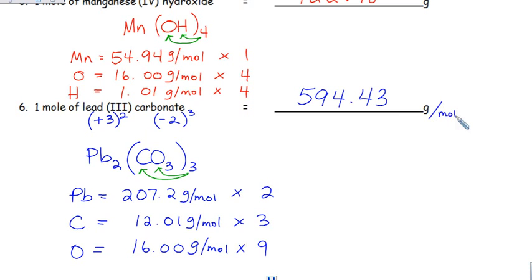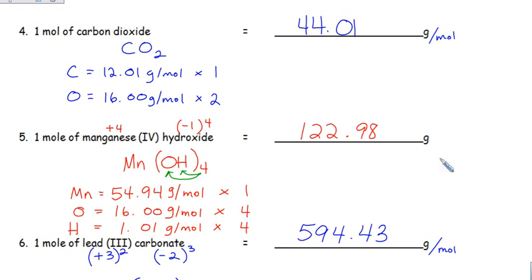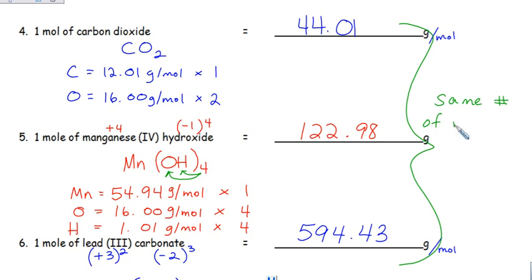And so again, similar to the individual elements, if I measure these 3 masses, it would give me the same number of molecules. And to be more specific, 6.02 times 10 to the 23rd. So if I were doing some kind of a chemical reaction and I needed a 1-to-1 ratio between molecules of carbon dioxide and molecules of manganese 4 hydroxide. If I measure 44 grams of carbon dioxide and about 123 grams of the manganese 4 hydroxide, that would be the same number of particles. That would each have 1 mole of particles.